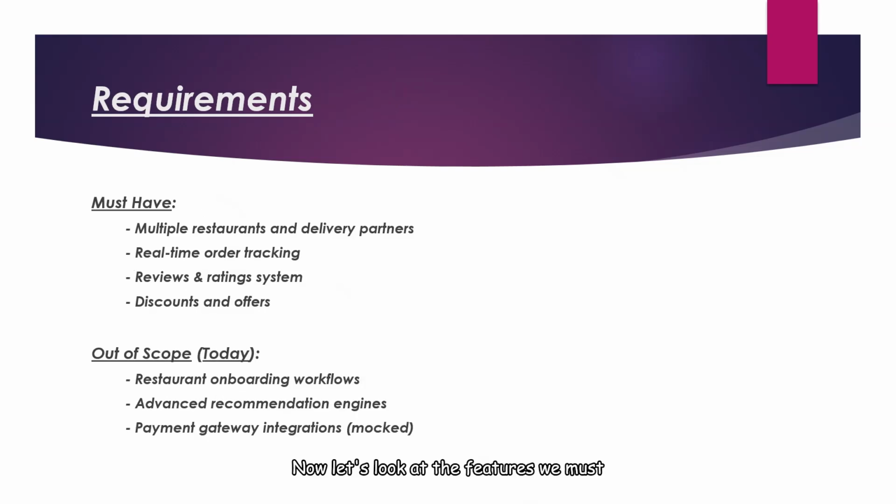Now, let's look at the features we must absolutely support. The system should allow multiple restaurants and multiple delivery partners to coexist. Customers must be able to track their orders at every stage, from being prepared to being delivered. They should also be able to rate and review their experience. Offers, discounts, and promotions should be supported in the ordering flow.